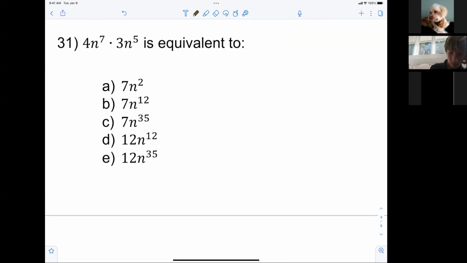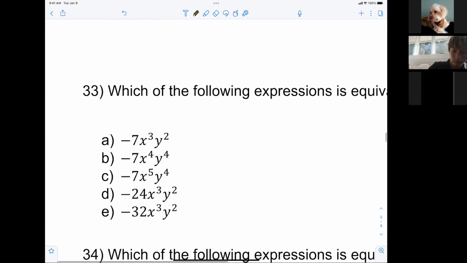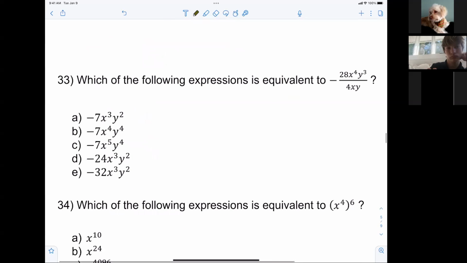31. 4n to the 7th times 3n to the 5th is what? D, 12n to the 12th. You multiply numbers and add exponents. Multiply numbers and add exponents. Any issues? All right. 33. All right.